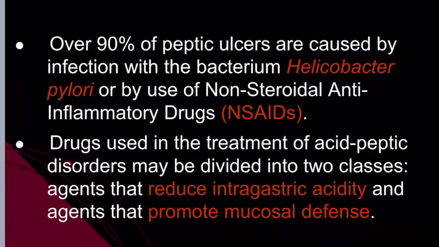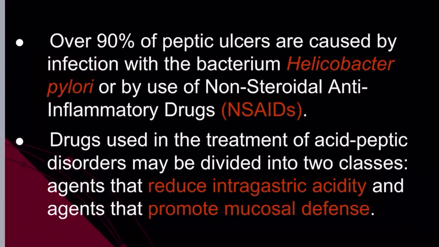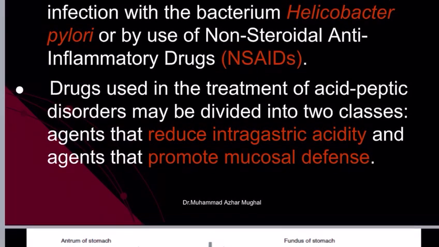Over 90% of peptic ulcers are caused by infection with the bacterium H. pylori, or Helicobacter pylori, or by use of non-steroidal anti-inflammatory drugs, that is NSAIDs. Drugs used in the treatment of acid peptic disorders may be divided into two classes, that is, agents that reduce the intragastric acidity and agents that promote mucosal defense.